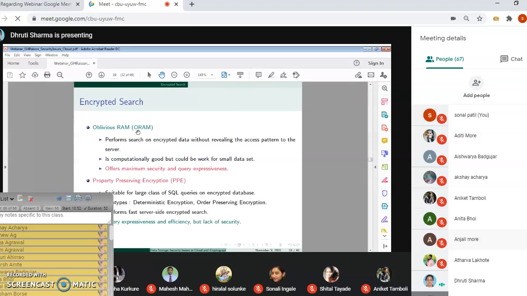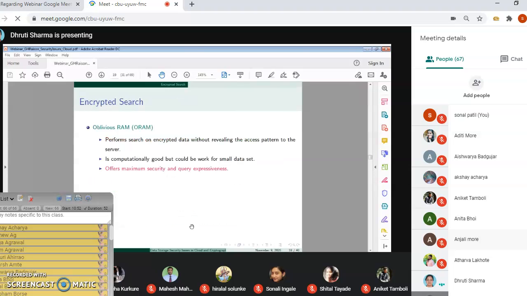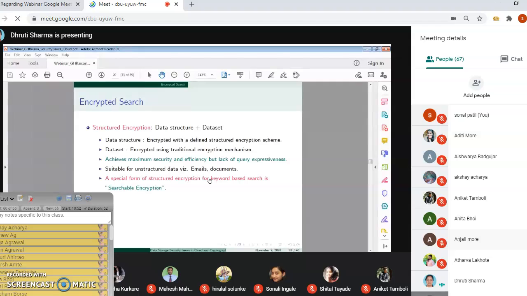Whereas the third solution, structured encryption, is one of the most effective solutions for encrypted search. Okay, so what is there in structured encryption? It offers, first of all, maximum security with efficient algorithms, but it has a lack of query expressiveness. Now, what is the mechanism available in structured encryption? In structured encryption, there are two types of data available. One is your database or data set, and the other is the associated data structure.